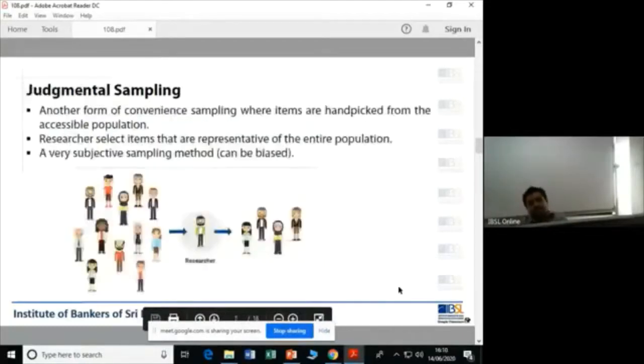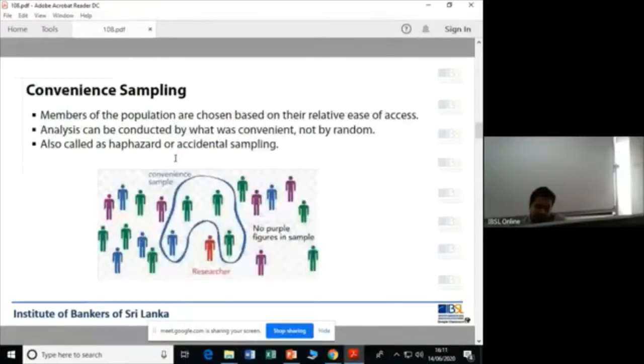The second type, what we are discussing under the non-probabilistic sampling here, is the judgmental sampling. This is another form of convenience sampling where the items are handpicked. With educated guesses, you go and handpick them from the accessible population. Researchers select items that are representative of the entire population. A very subjective sampling method like the previous one that we discussed on convenience sampling. Similar to this. Let's see the difference.